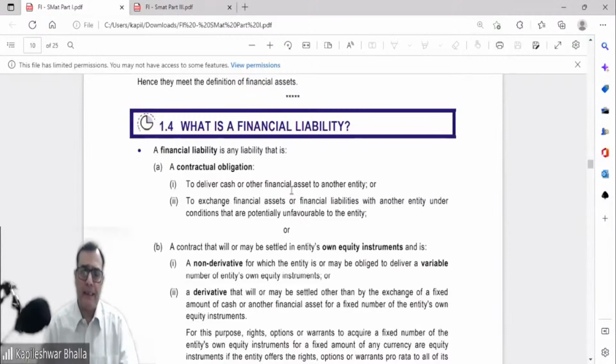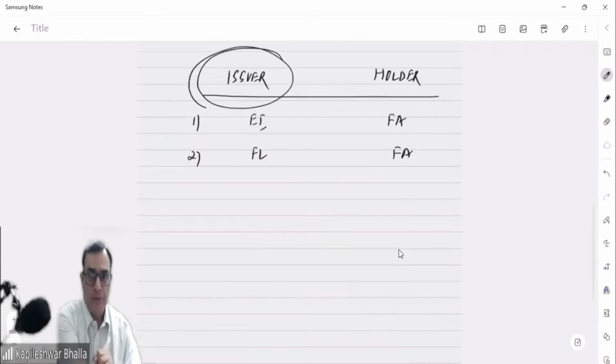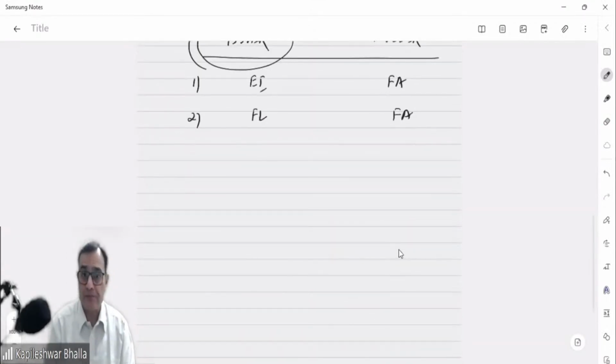The definition says a financial liability is any liability that is a contractual obligation. That is my step number 1. You need to ask yourself, number 1, is it a contractual obligation? You need to first of all put across a question to yourself: is there a contractual obligation? Now, I think I would like to give you a clarification at this end. Let me just come back to the board and give you a little inputs.